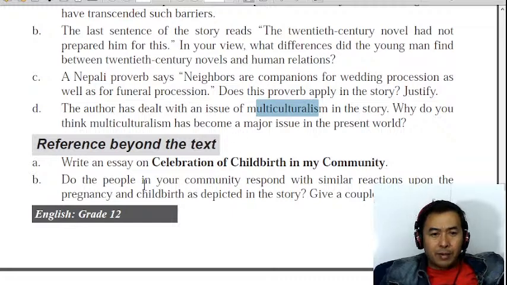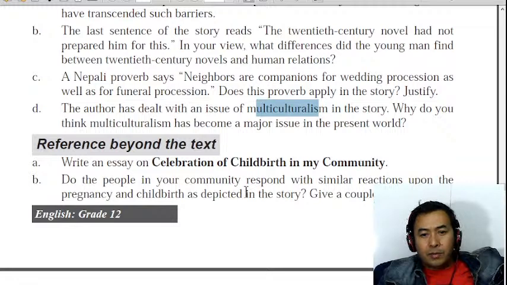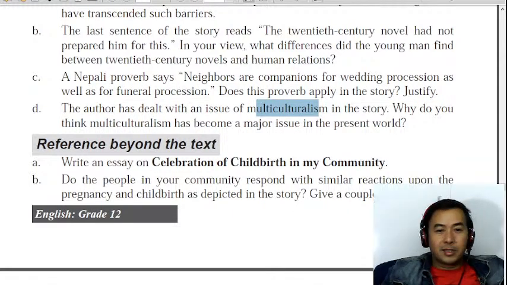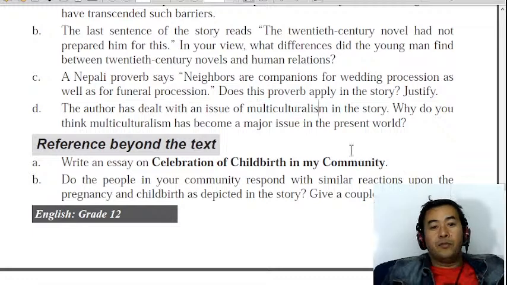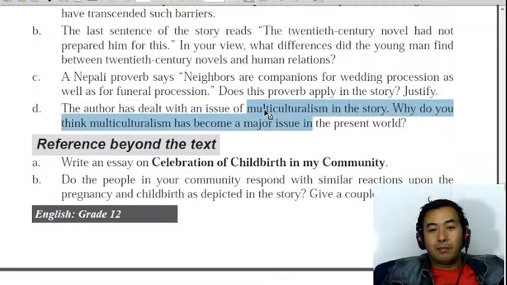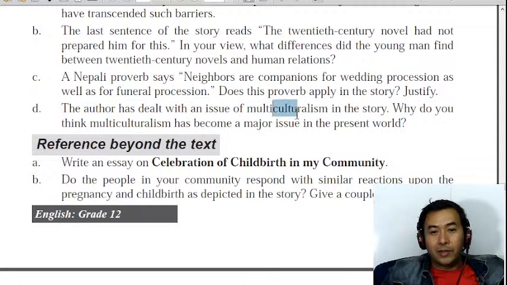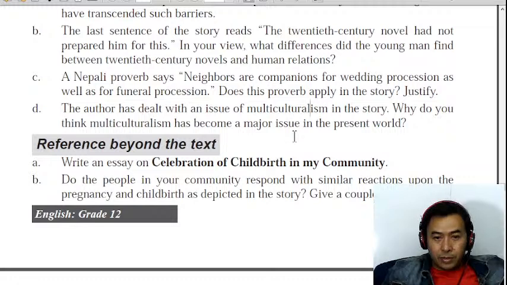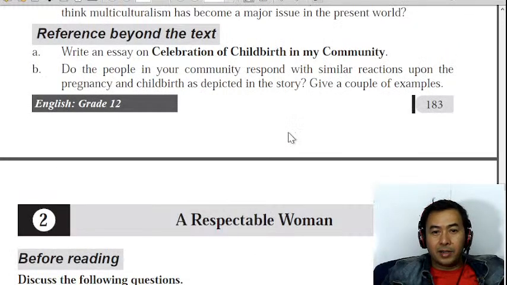Next, question B: Do the people in your community respond with similar reactions upon pregnancy and childbirth as depicted in the story? Give a couple of examples. Obviously many of us are going to give similar examples, because we do have a similar culture. We do not have multiculturalism in our locality, though we have it in the central areas like Kathmandu residential areas, right? In typical old areas, they still have a similar community and similar culture. And in the migrated areas, they have got similar types of issues like in America or Australia, but still we have harmony and we understand each other.